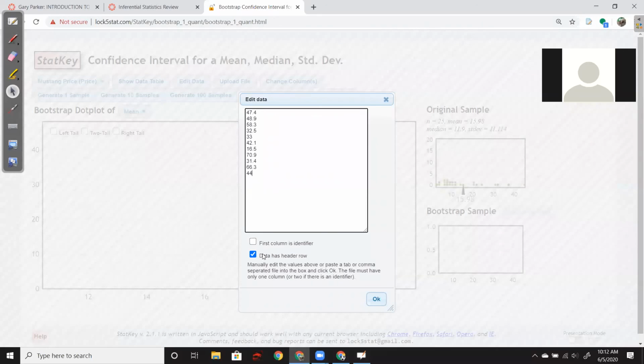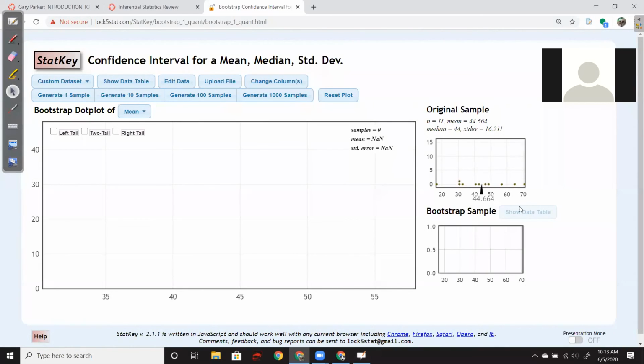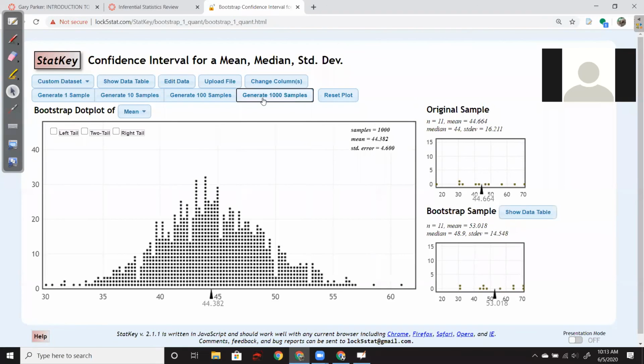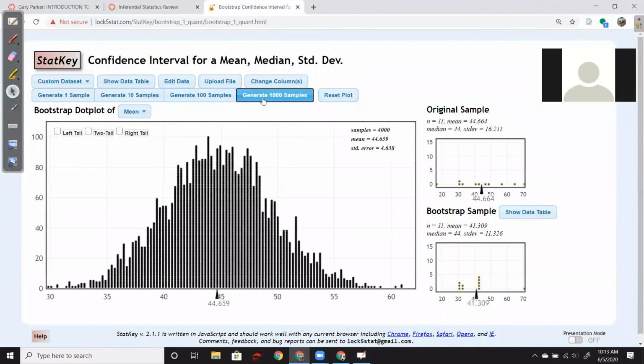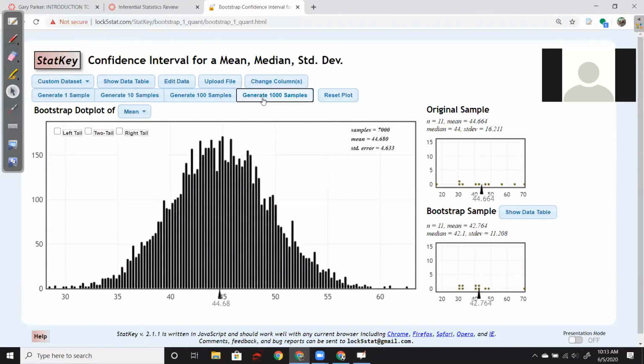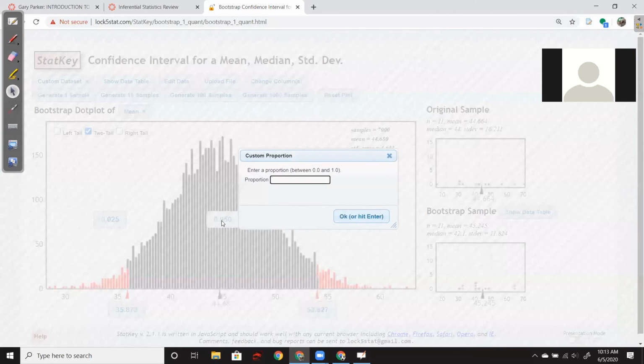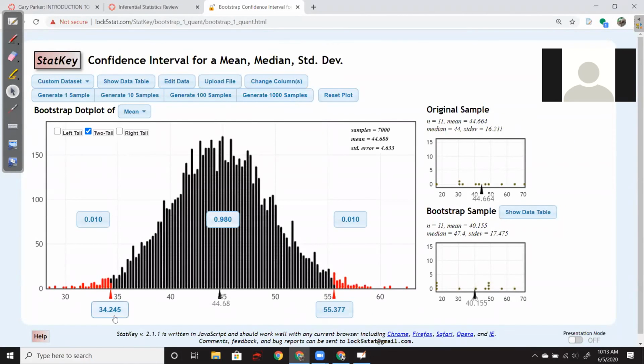I don't have a header column or header row at the top, so uncheck that. And so here's my sample. Mean is 44.664. Standard deviation of the sample is 16.211. We'll have to modify that in a minute, but in StatKey, I could just say, hey, generate thousands of similar samples. So I've got 7,000. This question asks for a 98% confidence interval, so 0.98. And so this says the confidence interval should be like 34-ish up to 55-ish.